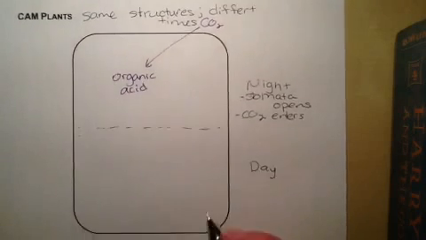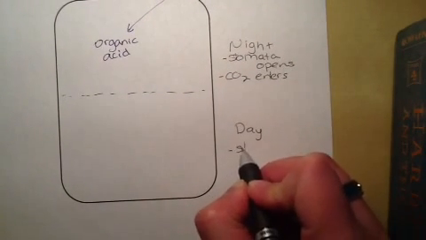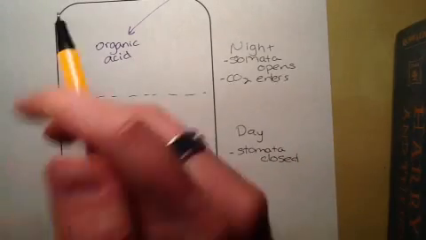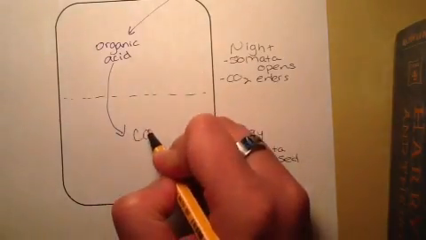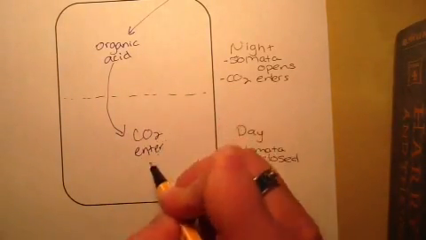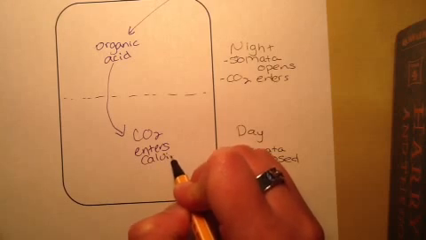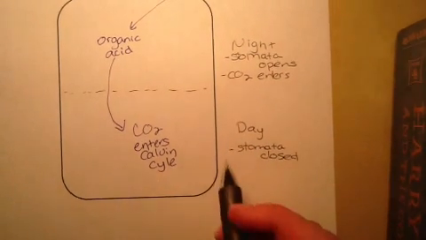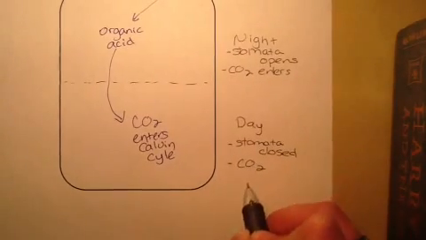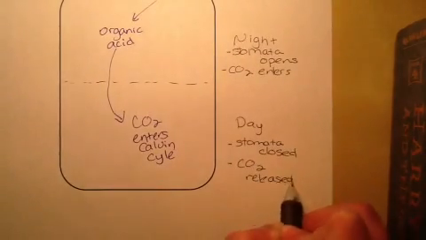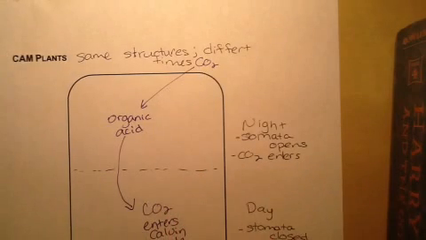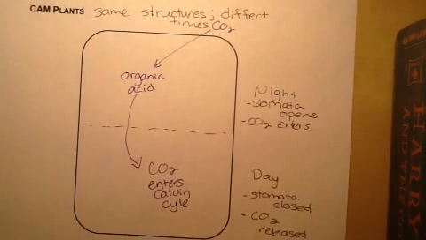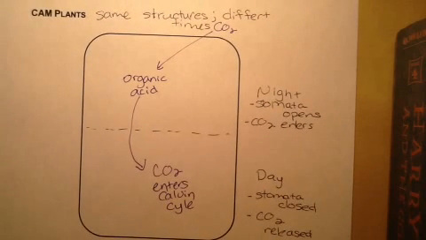And then during the day, the stomata are closed, so we're not going to be bringing in any CO2. So we're going to take this acid and convert it right back into CO2, which can enter the Calvin cycle. And we can go ahead and produce our sugar, not a problem, okay? So in this case, CO2 is going to be released. All we're doing is building up our carbon when the stomata are open so that we have enough to run our Calvin cycle when the stomata are closed and no carbon dioxide can come in, okay? It's just a way to recover from photorespiration.